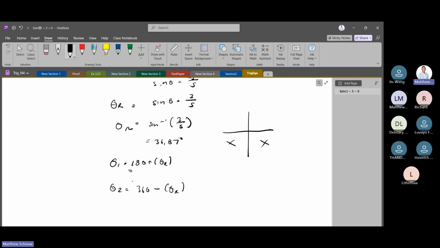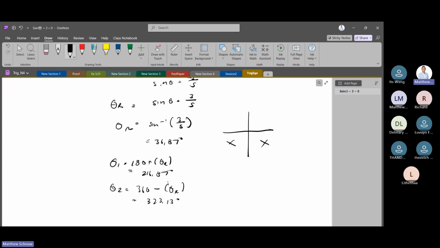Okay. So I don't know if everyone's aware of this. I'm just curious to see if you guys know. So we do the first one, this should be around 216.87 degrees. And then the second one will be, what is it? 323.13 degrees, I think. Is everyone happy with this? So far, so good.